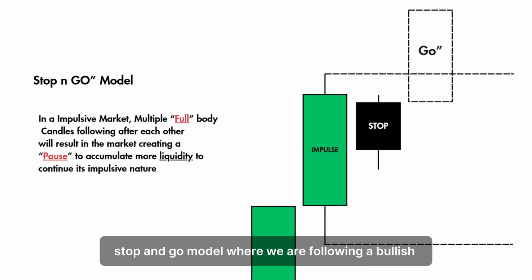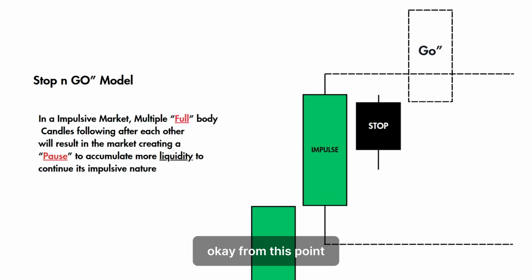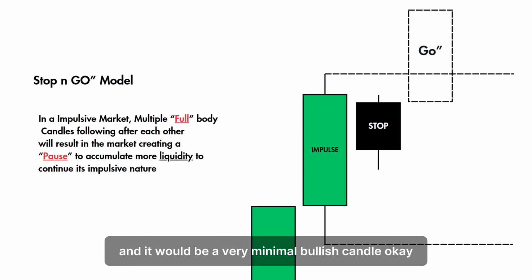The stop and go model, where we are following a bullish trend, as you can see right here. We then have our impulse candle, mark out our high and our low. That is the most basic template that we use for each and every model, okay? From this point, you would then look for price to make a stop. Now, this stop is also similar to a pause, but it would be a very minimal bearish candle in a bullish trend, and for a bearish trend, it would be a very minimal bullish candle, okay?